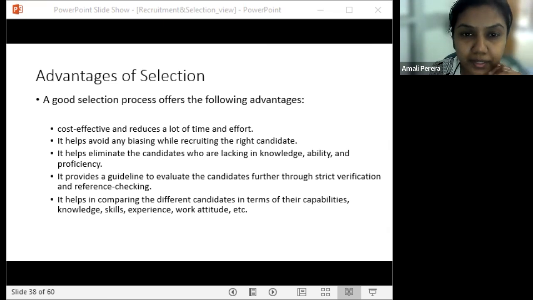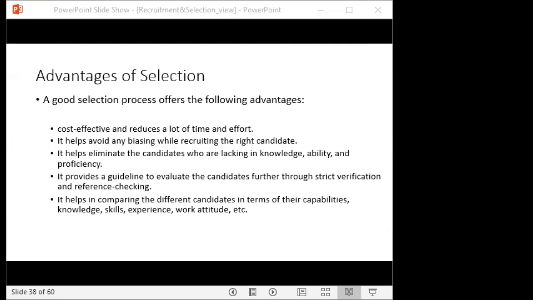I hope that part is clear, and you can combine these advantages with the importance as well. There is no harm, because you will see the same things repeating in the advantages as well as the importance, so it is fine even if you mix the two. Okay, so we'll write the note on that. Write the topic as advantages of selection.